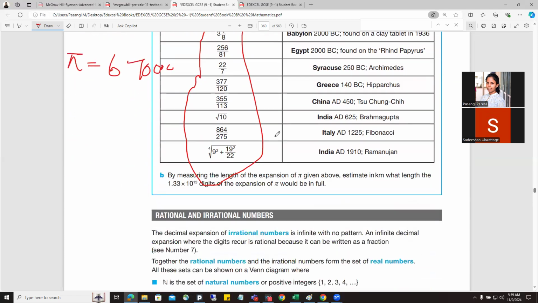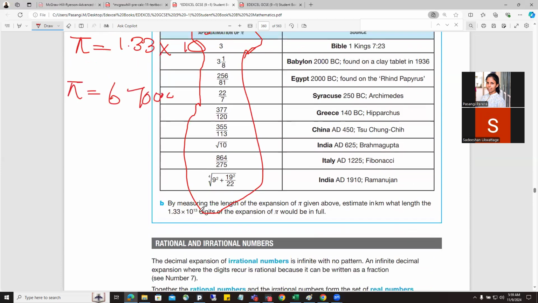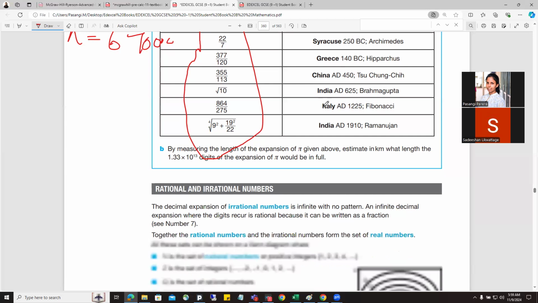Now, by measuring the length of the expansion of π given above, we can estimate in kilometers what length the 1.33 × 10^13 digits in the expansion of π would be in full. So we'll first move to the theories and do all these theories and come back for these activities.